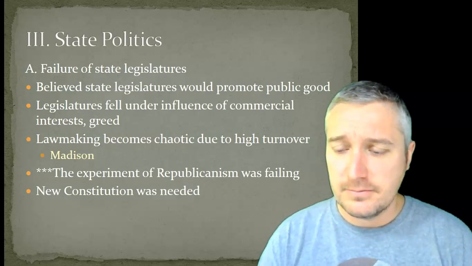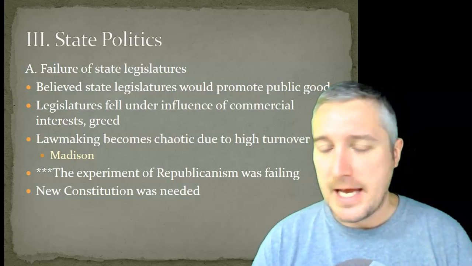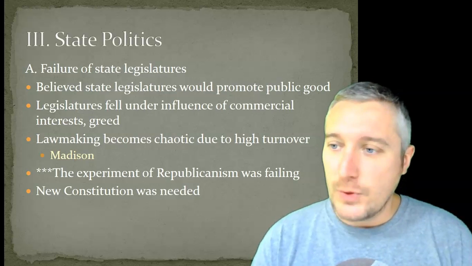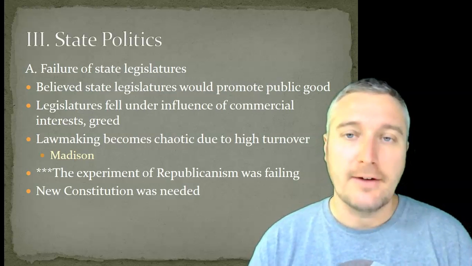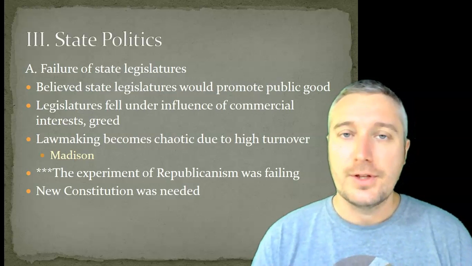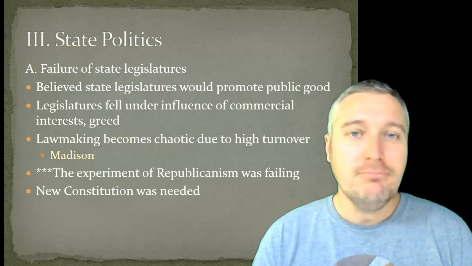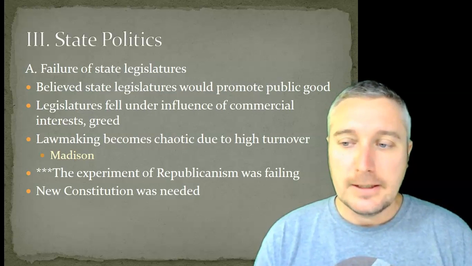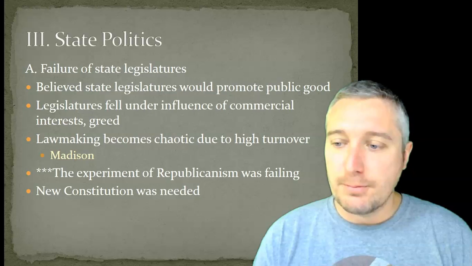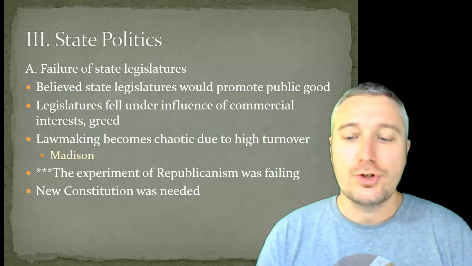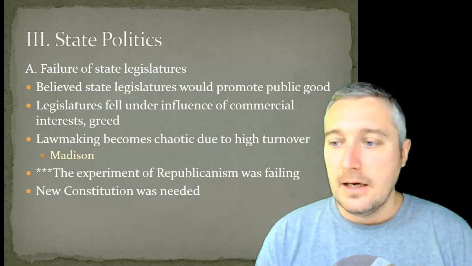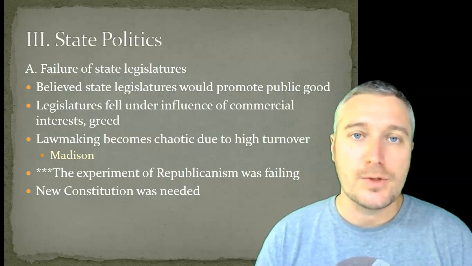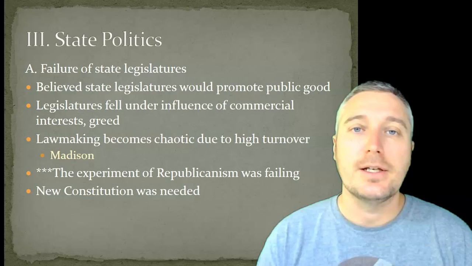Ultimately, and I emboldened this with some asterisks there, the experiment of republicanism was failing. We had 13 corrupt state governments, and we had a toothless nation as a whole, and it was not going well. And so there needed to be another plan. Frankly, a new constitution was going to be needed. By the 10 years that the Articles was in effect, they realized it was failing. It was not working, and America would descend into chaos.